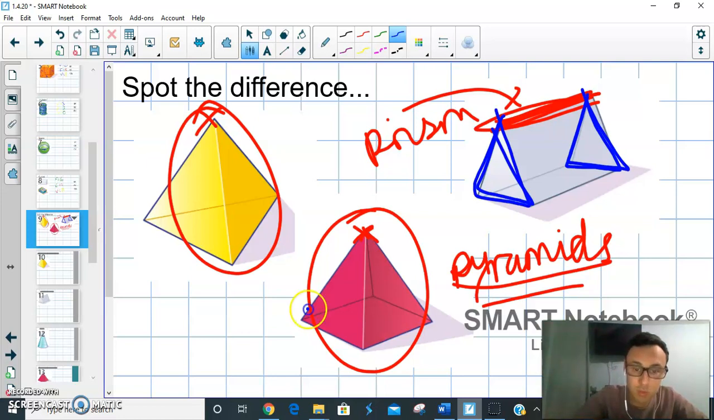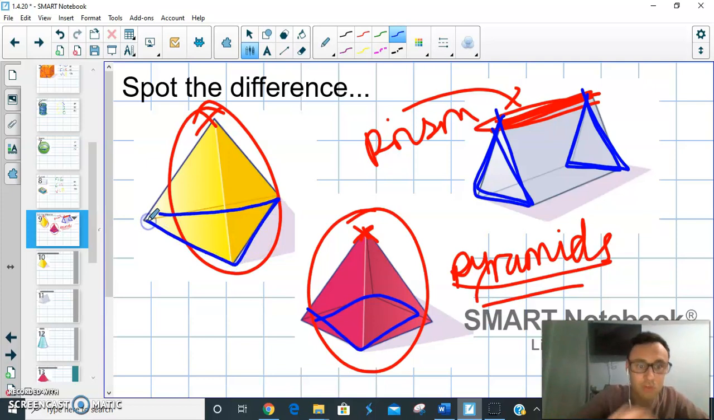This here is a pyramid. What's its base? Well, it's a square, so it's a square-based pyramid. And here is a triangle, so that's a triangular-based pyramid. Okay, so pyramids and prisms are different. A prism has a long roof, and a pyramid goes to a point.